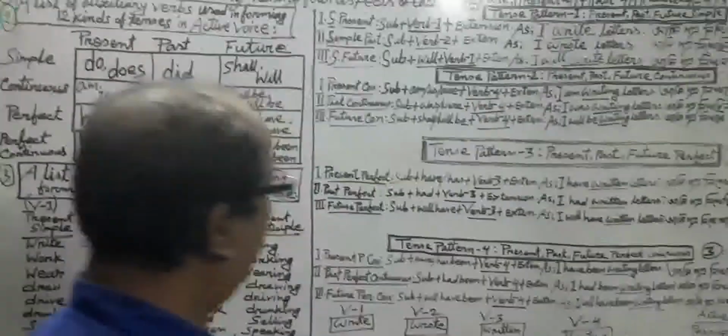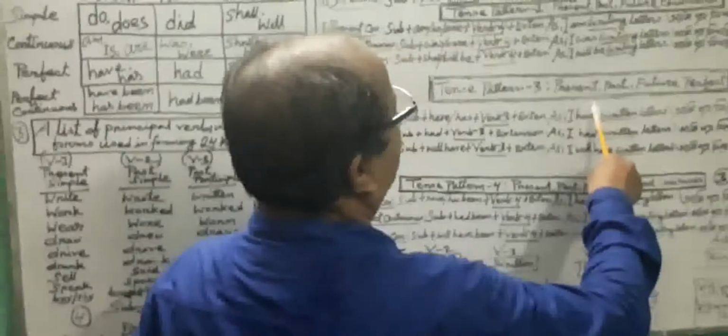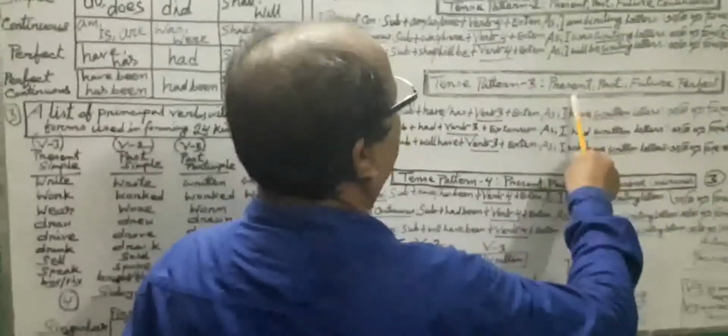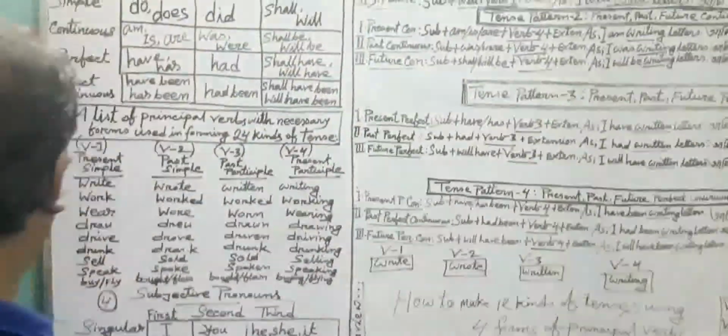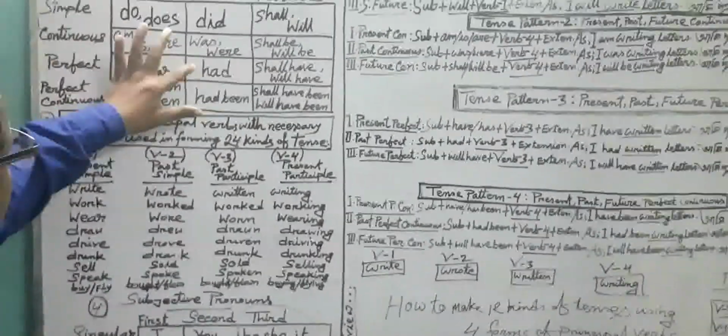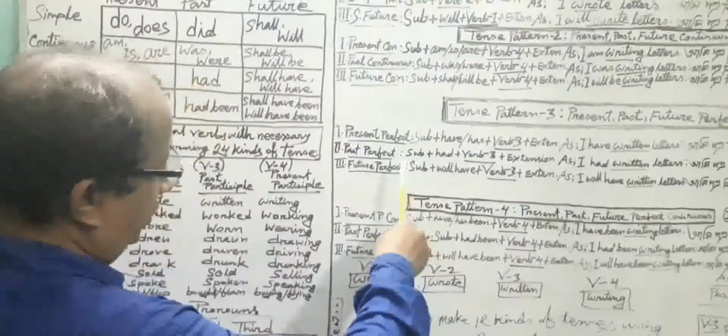I think you have understood tense pattern 1 and tense pattern 2. Now I will explain tense pattern 3. Tense pattern 3 is about present perfect, past perfect and future perfect. So here are 3 perfects. For present perfect: have, has. For past perfect: had. For future perfect: shall have, will have. Okay, now let's see the structure.